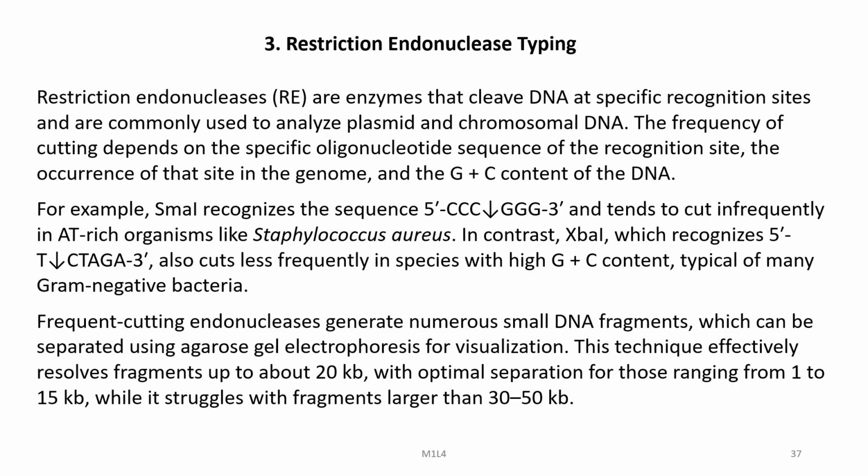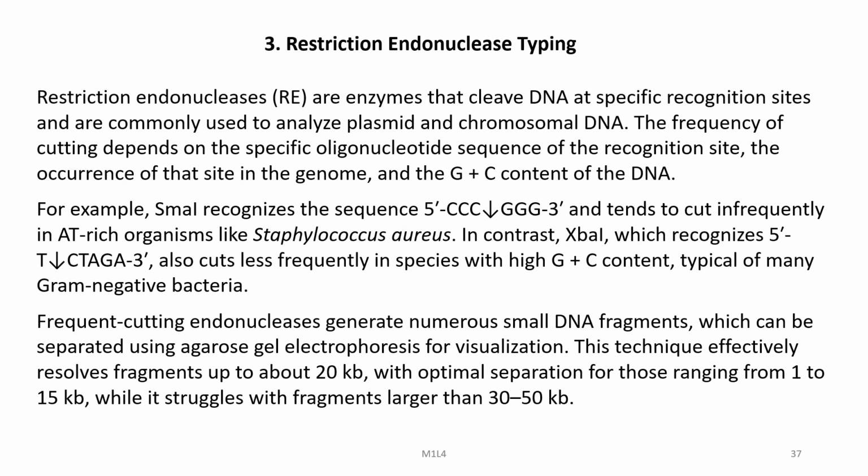The next technique is the restriction endonuclease typing. Restriction endonucleases are enzymes that cleave DNA at specific recognition sites and are commonly used to analyze plasmid and chromosomal DNA. The frequency of cutting depends on the specific oligonucleotide sequences of the recognized site, the occurrence of that site in the genome, and the G+C content of the DNA.